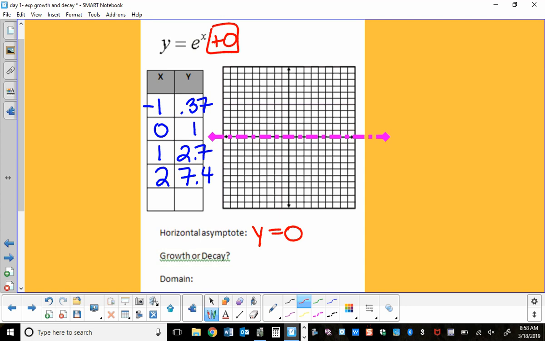Alright, so -1, 0.37, 0, 1, 1, 2.7, so 1, 2, almost at 3, and then 2, 7.4. Once you have your points, sketch your graph.